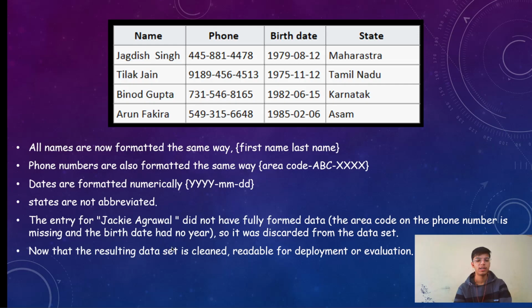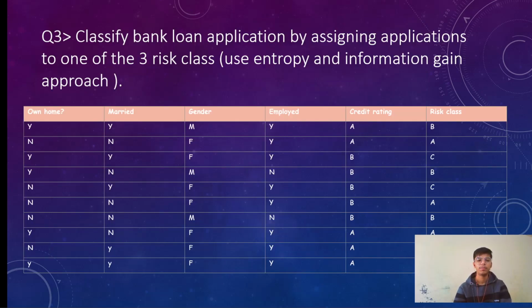Now the resulting dataset is cleaned and readable for employment or evaluation. After this, you will get the resultant data like this. Names have been formatted in the same way. Phone numbers have also been formatted in the same way. Same thing we have done with the birth date, where we have first the year, then the month name and then the date. And in the state column, we have expanded all the abbreviations that were written before.